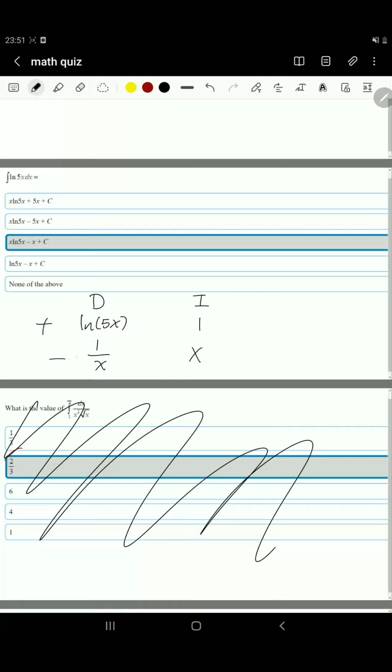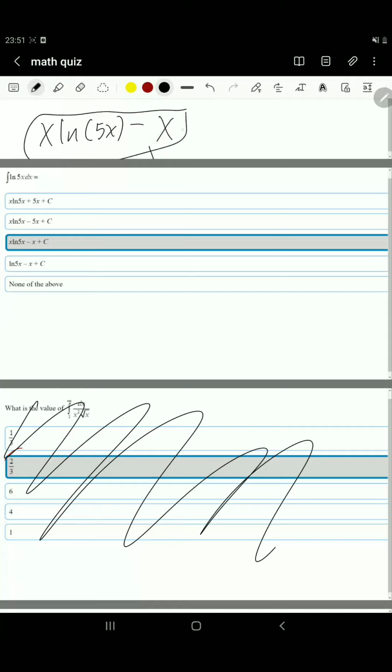And what we do now, again, plus minus, diagonal line, horizontal line. So now you have ln 5x multiplied by x. We're done with this diagonal line. Then you put a minus, and you multiply this by this. 1 over x multiplied by x is 1. Then you integrate that. The integral of 1 is x. So that's your answer.